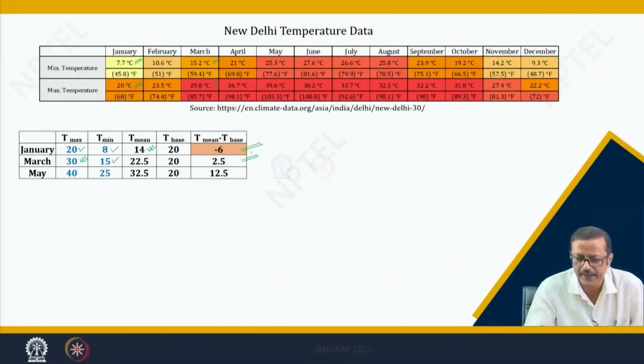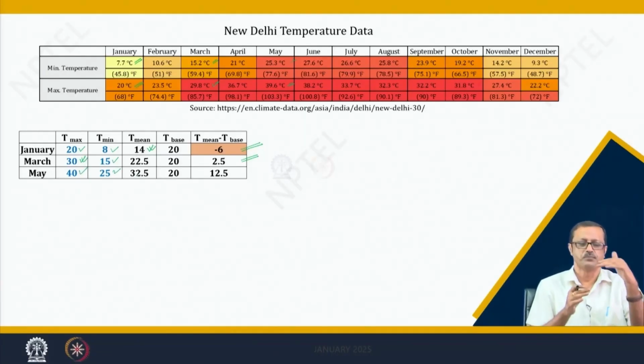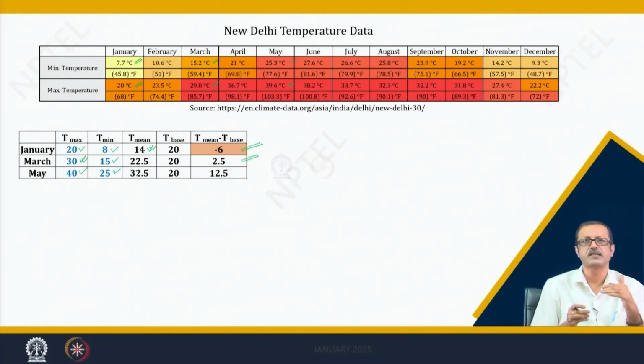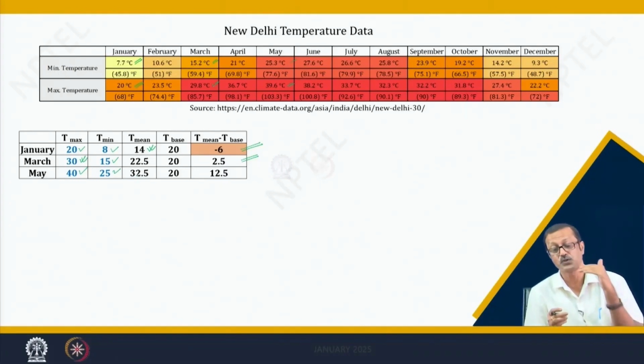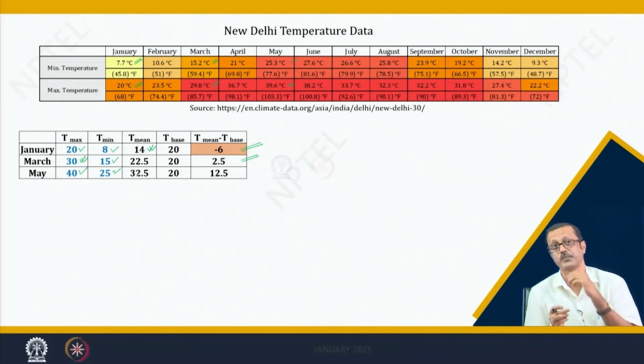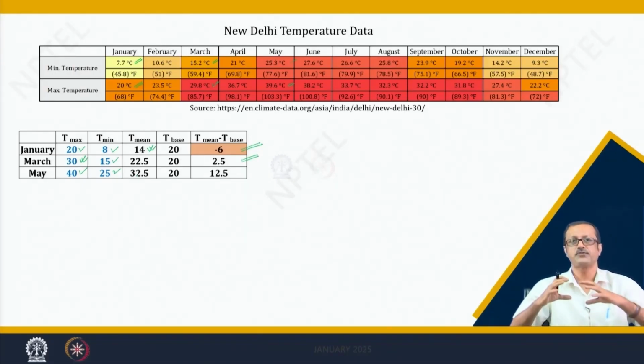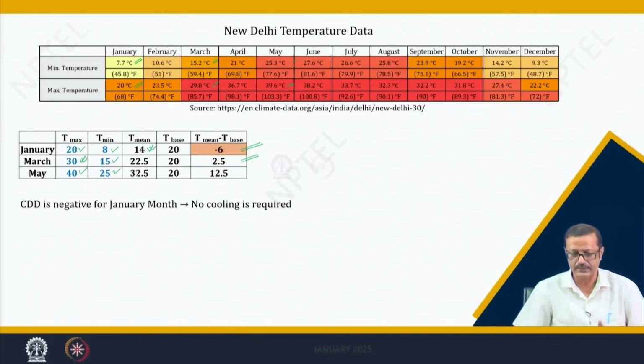In the month of May, it is almost 40 degree maximum and the minimum is 25 degree. So, the mean is 32.5 degree and 20 is my base. So, 12.5 degree per day is the cooling demand for the whole month of May. So, I have to multiply with the number of days, May is 30 days. So, 30 into 12.5. So, now how can I further rectify it, this cooling degree days?